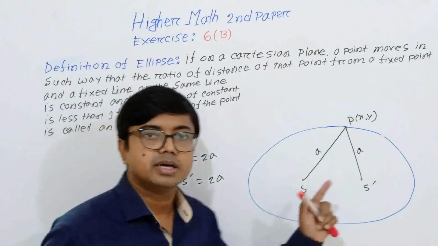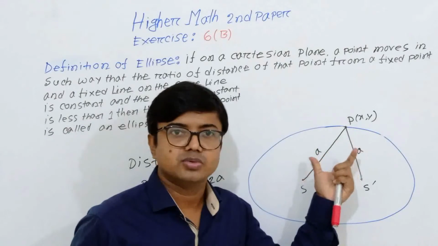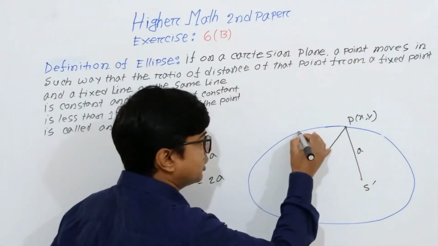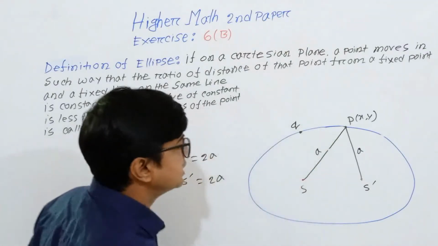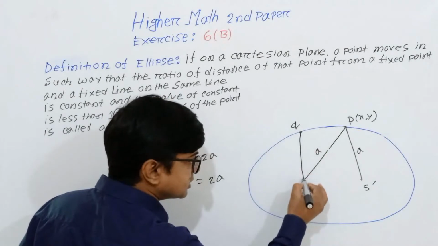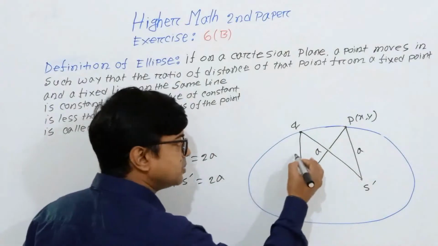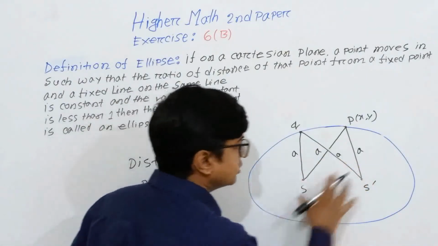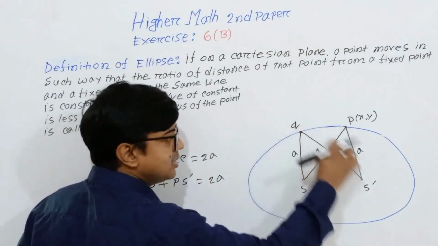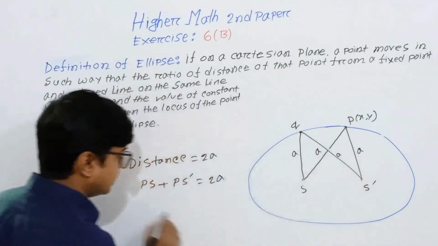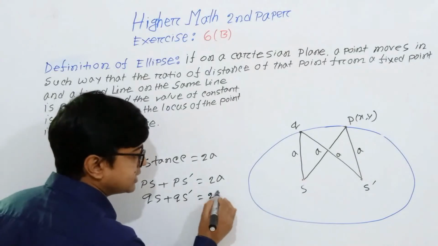And here another thing is, suppose anywhere we can take another point. Suppose this point is here. This point is Q, and we can connect these 2 points, QS and QS prime, and also this part is a and this part is a. So the sum of these 2 parts, QS plus QS prime, is also twice a.